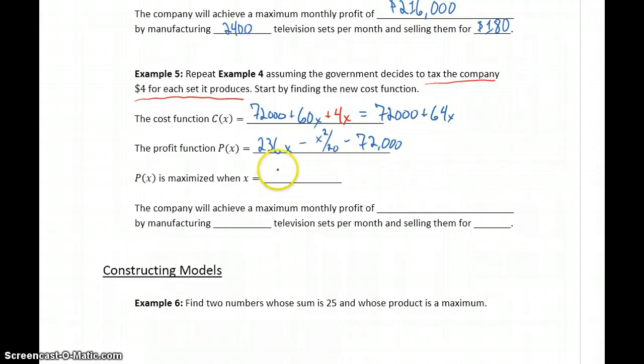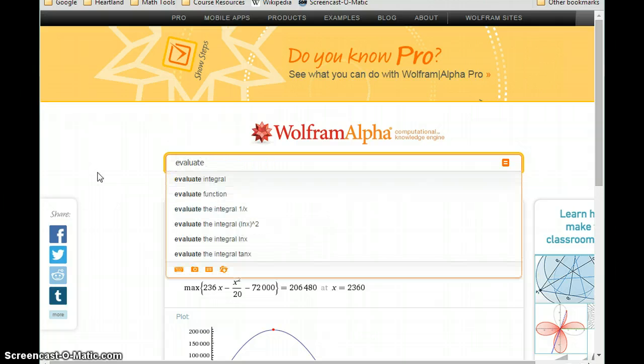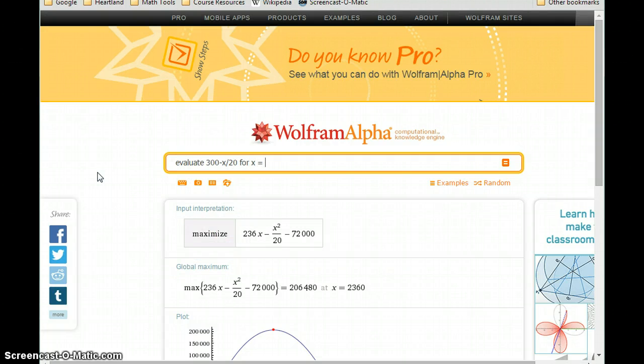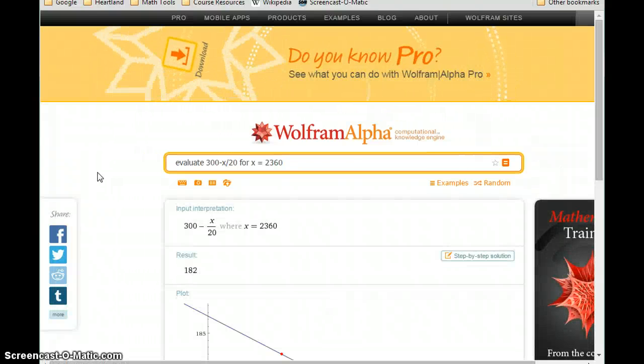So our profit function will be maximized at x equals 2,360, which means to achieve that maximum profit of $206,480, we'll need to produce or manufacture 2,360 television sets per month, and then we would want to sell those. So again, we'd come back to our price demand function and evaluate that at our updated optimal production level and sell those for $182.